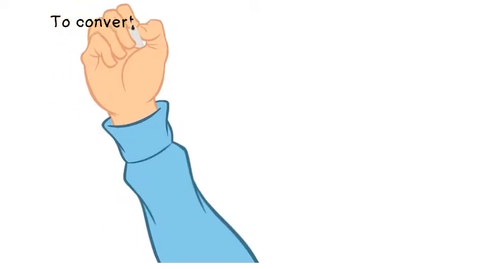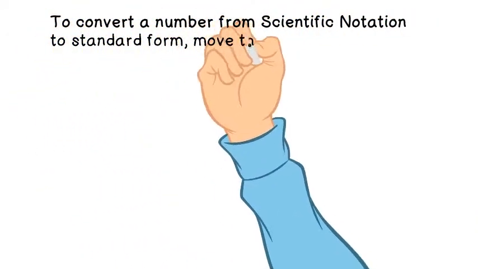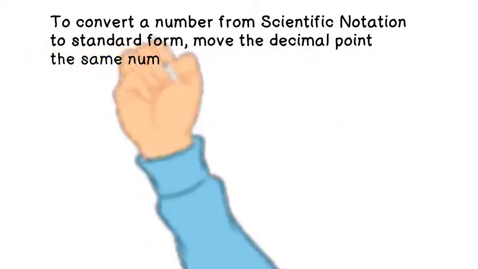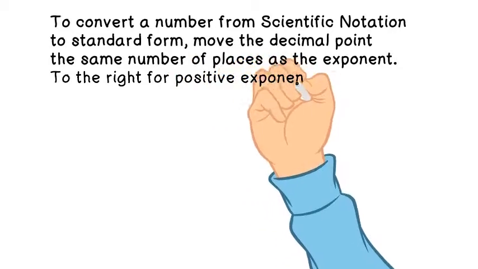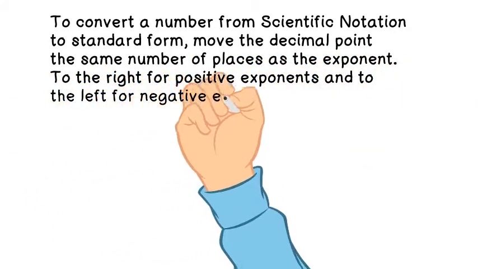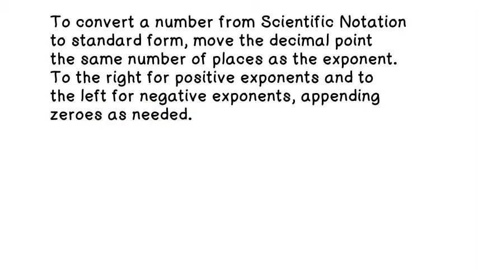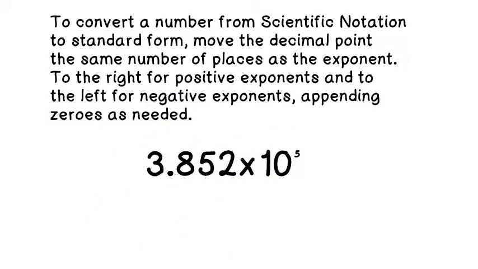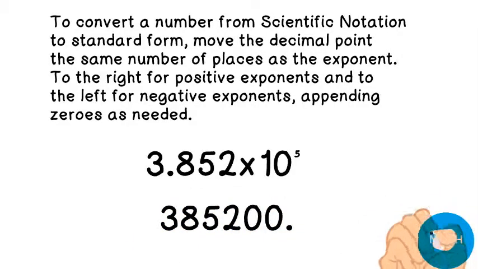To convert a number from scientific notation to standard form, first move the decimal point the same number of places as the exponent. Move the decimal point to the right for positive exponents to get you a large number, and move the decimal point to the left for negative exponents to give you a very small number. And if it's 0, don't move the decimal point at all.